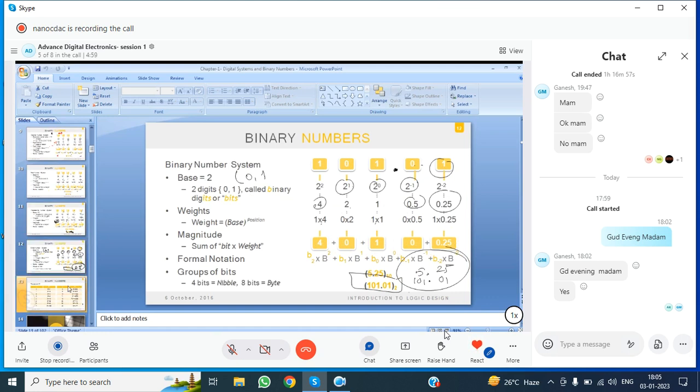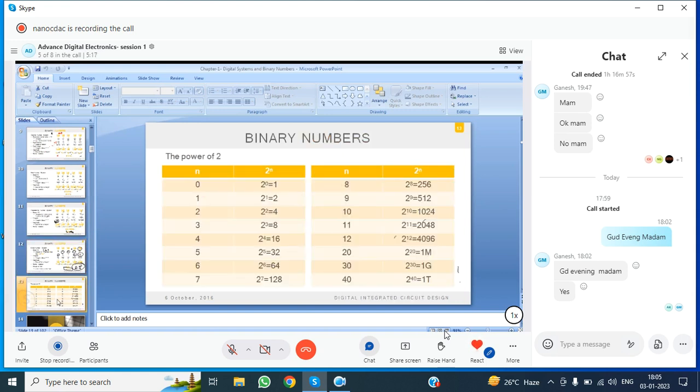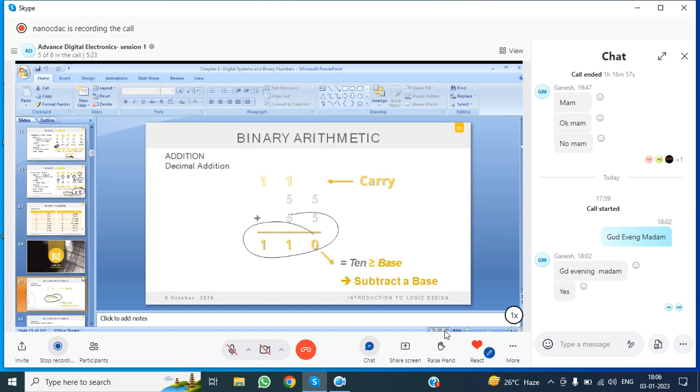All these things we discussed yesterday. The binary number system has base 2, with only two digits, 0 and 1. We covered weight and magnitude. A group of four bits is called a nibble, and 8 bits is called a byte. This is one important thing. And these are the powers of 2 for binary numbers.